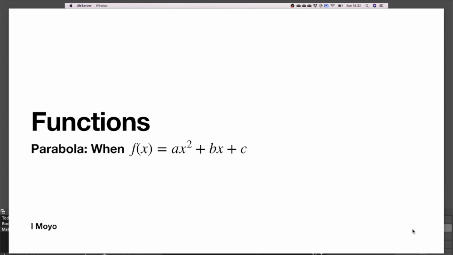It is very important when dealing with quadratic functions that you take note of the form in which the function is written. There are three different forms that I think are very important and you need to learn. The one form that we shall look at today is f(x) = ax² + bx + c. We call this the standard form.